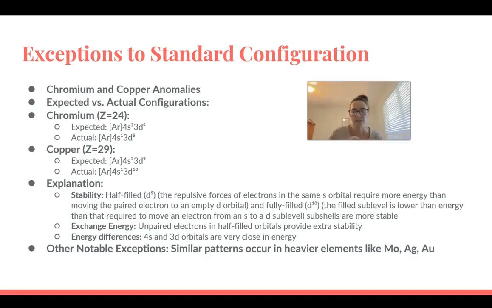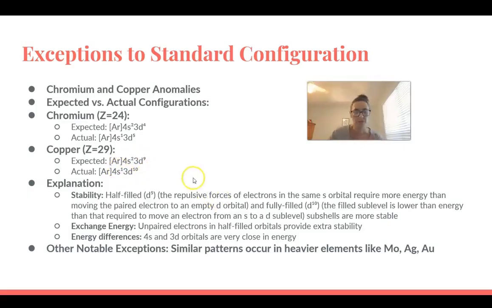So because it takes less energy to move it than to keep it where it is, it's more stable being moved into the empty 3d orbital. And the same thing for the copper. Why does it move from that 4s to the 3d?